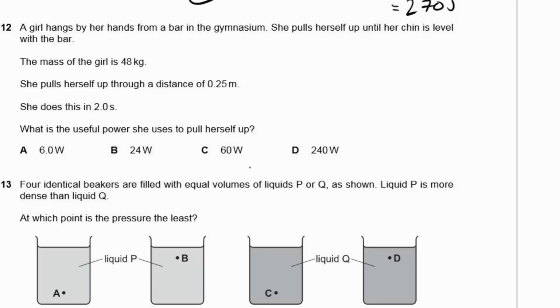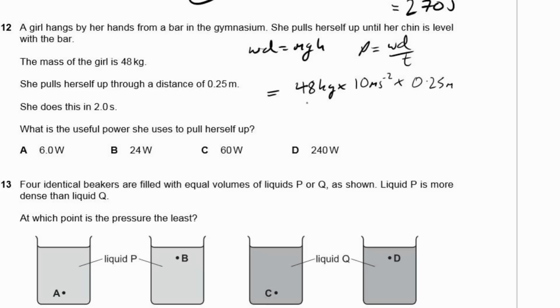Well, let's have a little bit of a look at that. The useful work, let's look at that. The work done is mass times gravity times height. And power is given by work done divided by time. So the power we're interested in is mass times gravity times height divided by time: 48 kilograms times 10 meters per second squared times height of 0.25 meters divided by a time of 2.0 seconds. And that will give me a value of 60 watts. There we go.